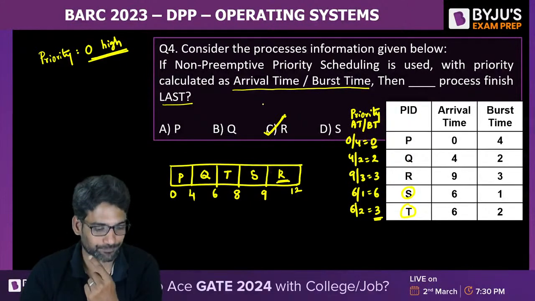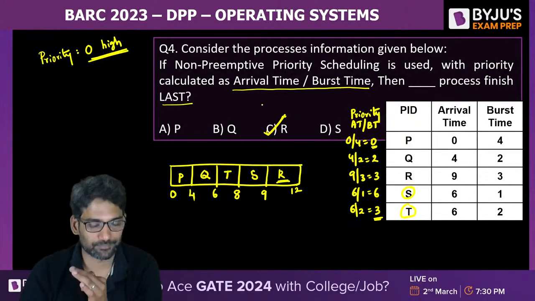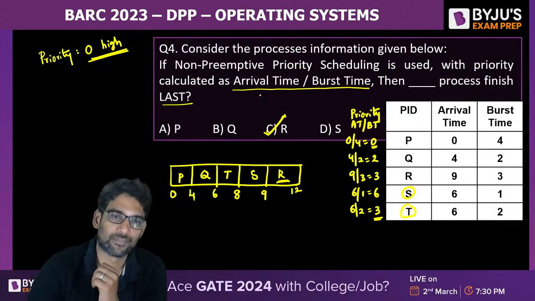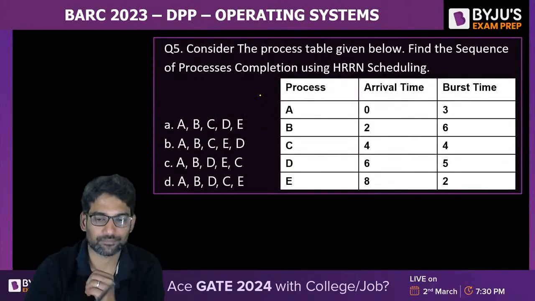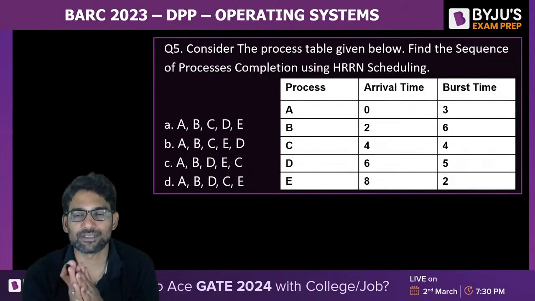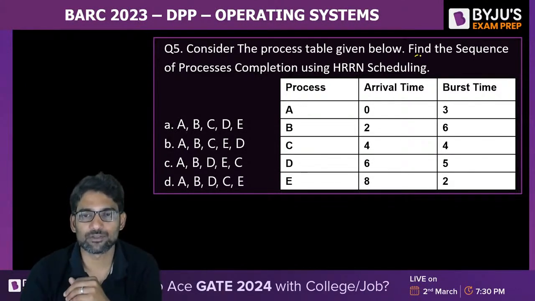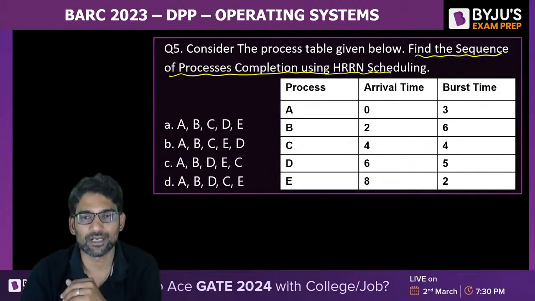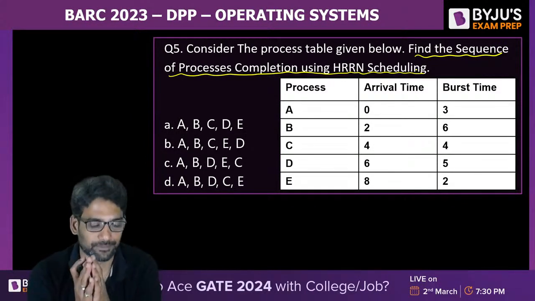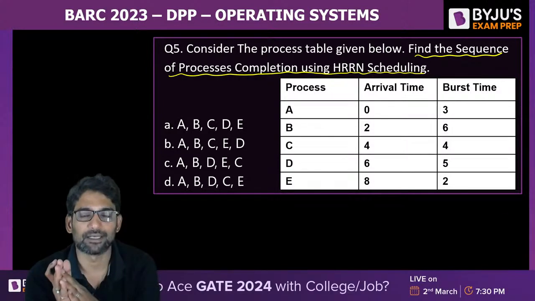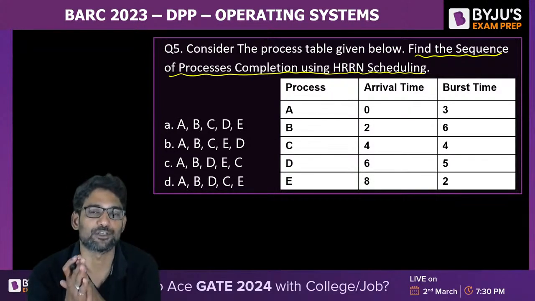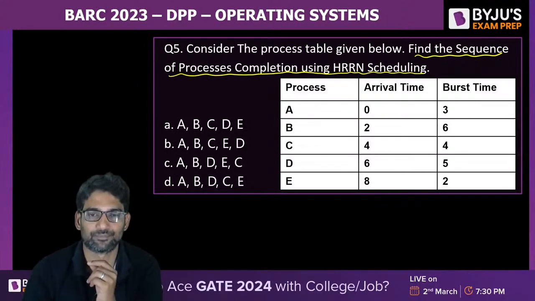Clear? Question number 5. Consider the process table given below. Find the sequence of process completion using HRRN scheduling. HRRN, highest response ratio next. Yes, do it quickly.